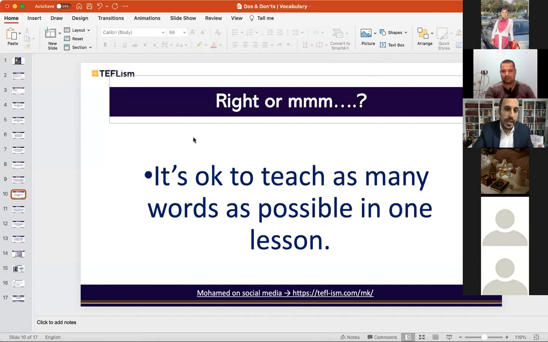I hope this is okay. So do not teach as many words as possible. Teach what the students can leave your class able to use effectively. So 8 to 15 words. 8 to 15 words.